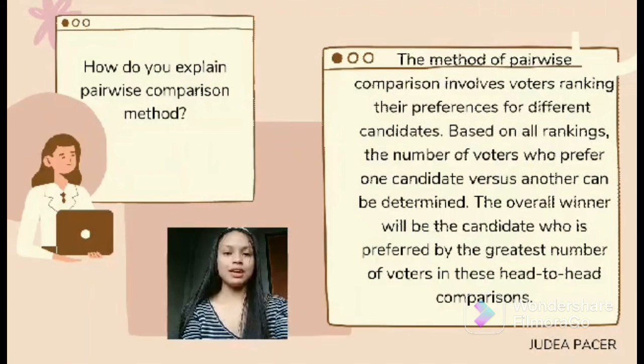How do you explain the pairwise comparison method? The method of pairwise comparison involves voters ranking their preference for different candidates. Based on all rankings, the number of voters who prefer one candidate versus another can be determined. The overall winner will be the candidate who is preferred by the greatest number of voters in this head-to-head comparison.